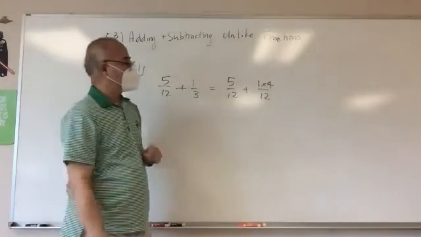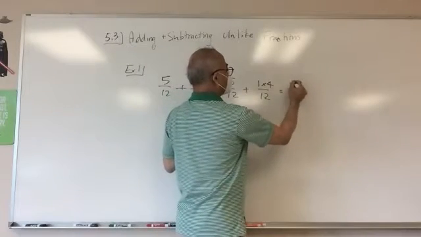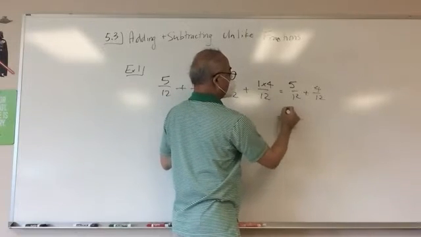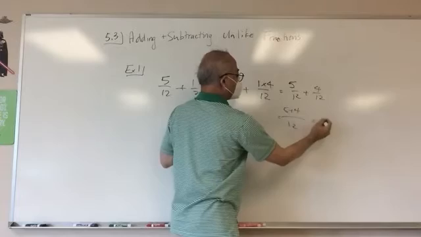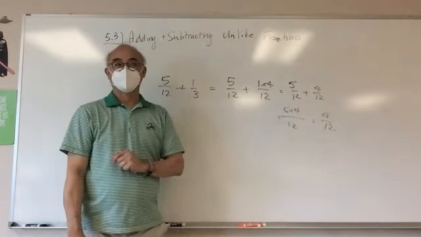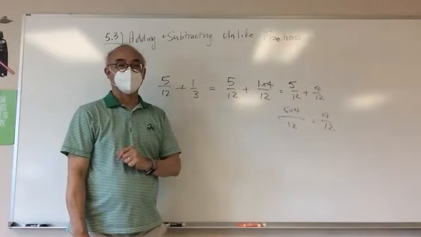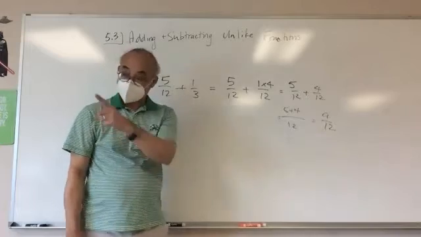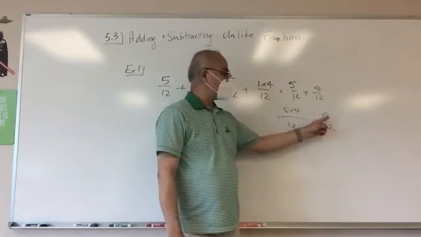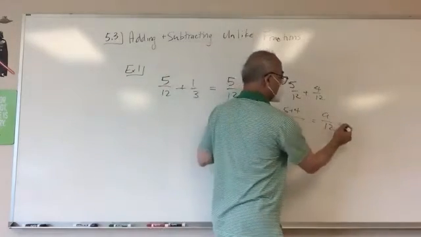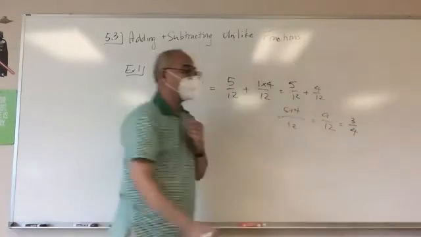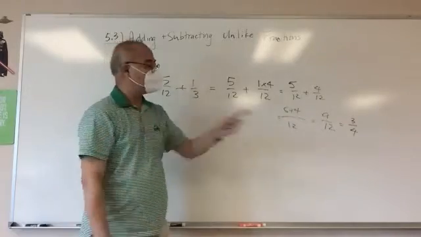So I'm going to get 5 over 12 plus 4 over 12, which is 9 over 12. Am I done? Is there one more step that I can do? I can simplify it. How would I simplify this? I could do 3 over 4, because I'm going to divide by 3 on the top and bottom. So it'll be 3 over 4, and that'll be my final answer.